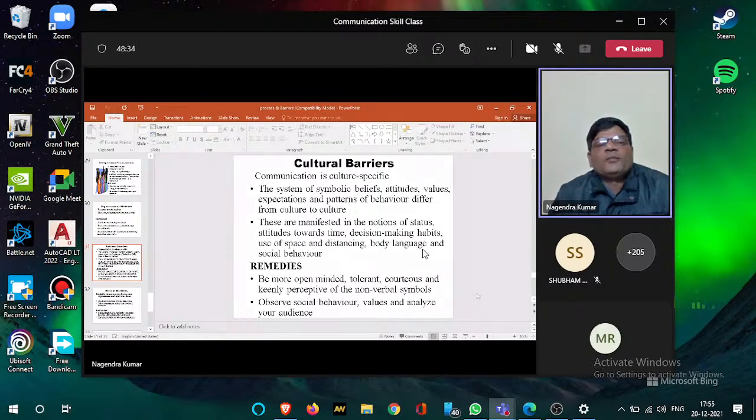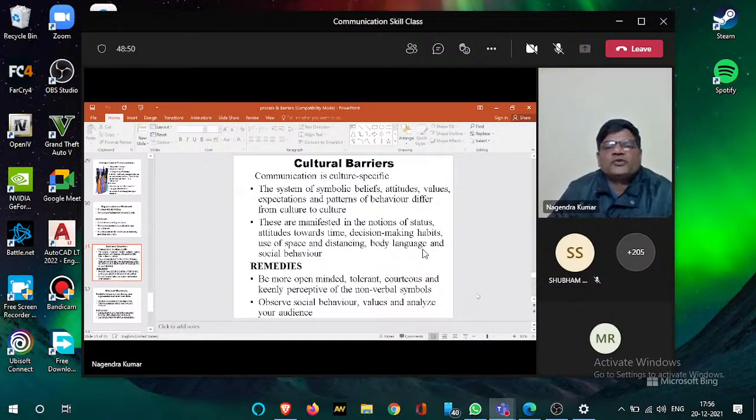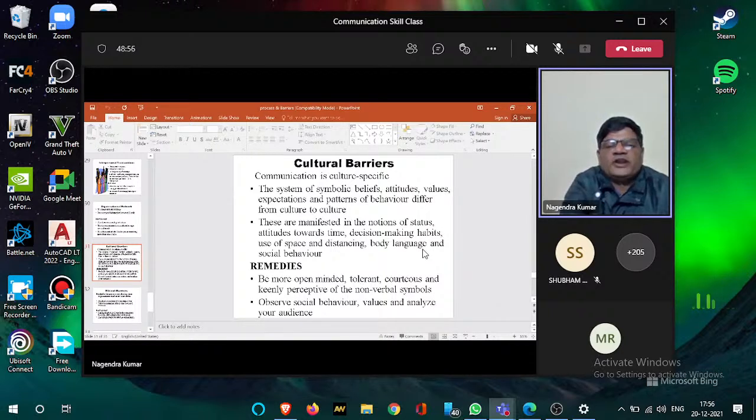But again, let me tell you, this cultural barrier, this culture may be the culture of an individual, the culture of a family, the culture of a locality, the culture of a community, the culture of an institution. So if you look at it, we cannot really make generalized statements. Like in India, there is nothing like Indian culture. We have different cultures in India. Fine. So we need to be aware of these differences as well.